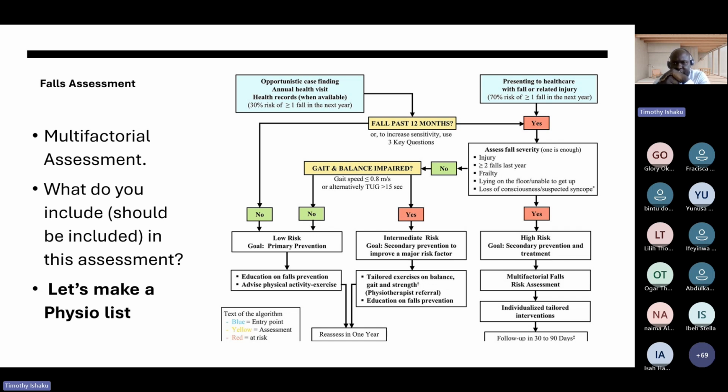I want us to make a bucket list of it. What should we include in a falls assessment? Let's make a bucket list of it. Can we put it on the chat box? Or you can unmute yourself if you prefer, and then you can share your thoughts. But I want you to help me. What should we or do you include in a falls assessment?